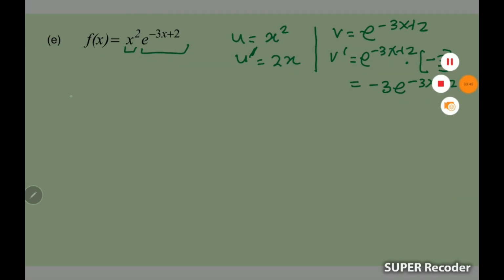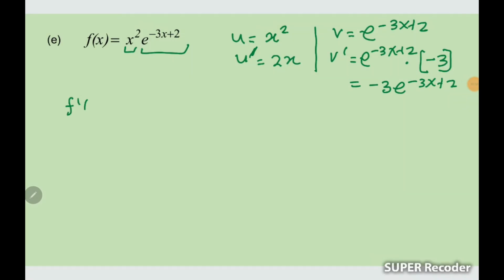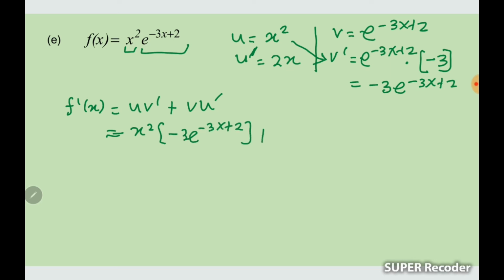Therefore, f prime x is equal to u multiplied with v prime plus v multiplied with u prime. So substitute what is u, x squared, v prime, negative 3e to the power of negative 3x plus 2, plus v, e to the power of negative 3x plus 2, and u prime is 2x.